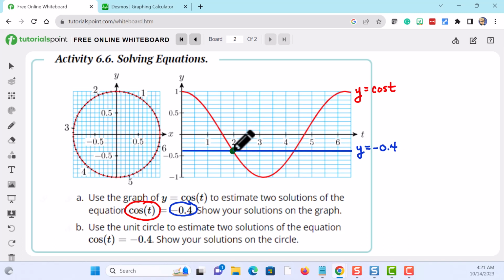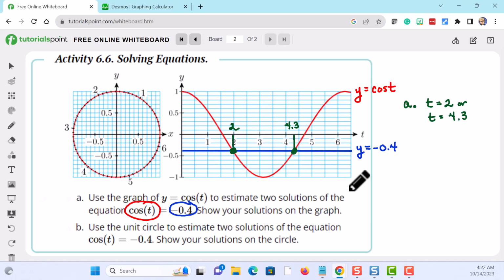So we have one point of intersection here and a second one here. The first one appears to be at 2, and the second one is somewhere between 4 and 4.5. I would say it looks like it's at about 4.3. So for part A, we have t is equal to 2, or t is equal to 4.3.